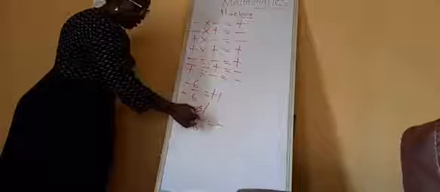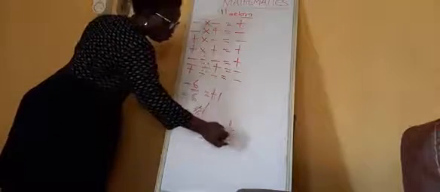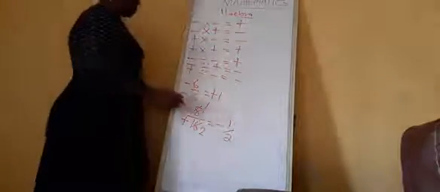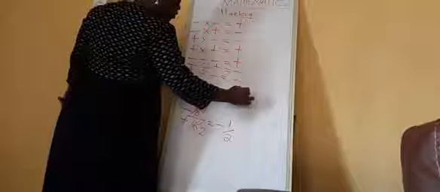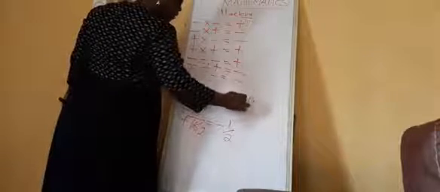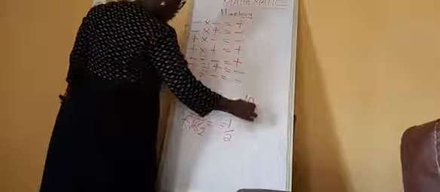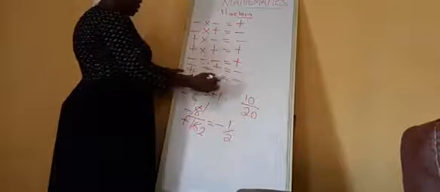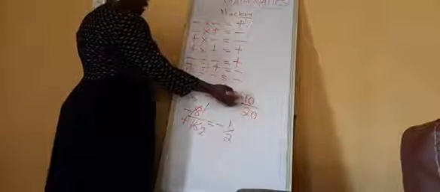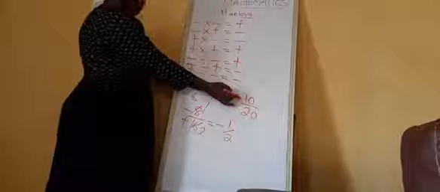8 here 1, 8 here 2. So what is the answer? 1/2. So when you have plus divided by minus, when you have 10 divided by 20, plus, I may decide to put plus here and I can leave it like this.